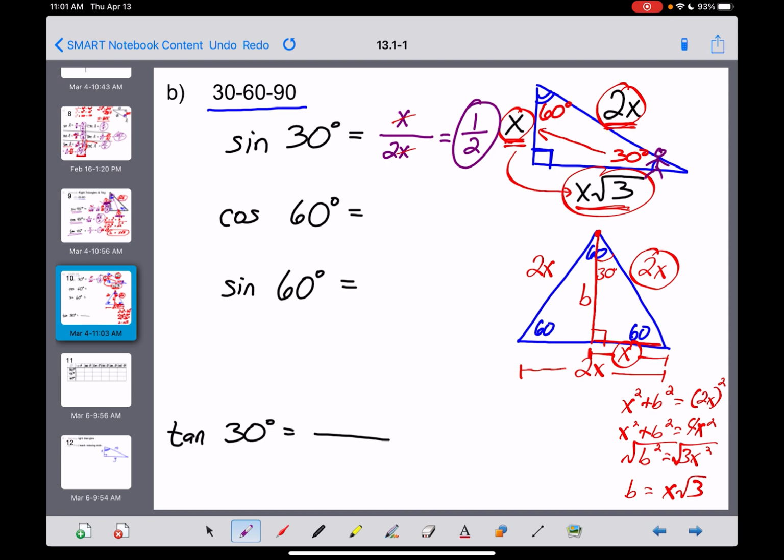And if you wanted to verify that, go to your calculator, type in sine of 30, and it's going to give you 0.5, which of course is the same thing as 1/2.